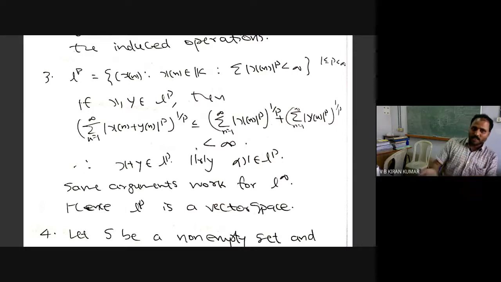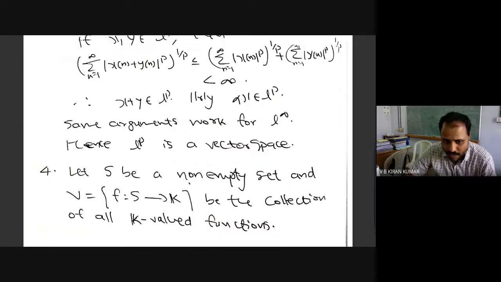Because the set of all sequences forms a vector space, these things are subspaces of that. They are special kinds of sequences. So any doubt regarding this? Or should I explain all the details? No, sir.